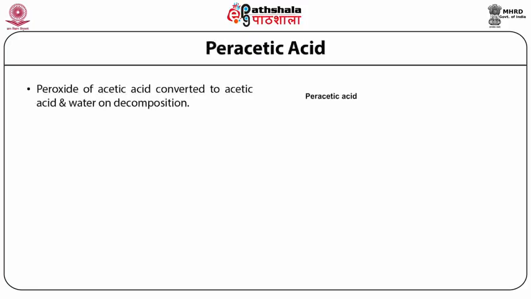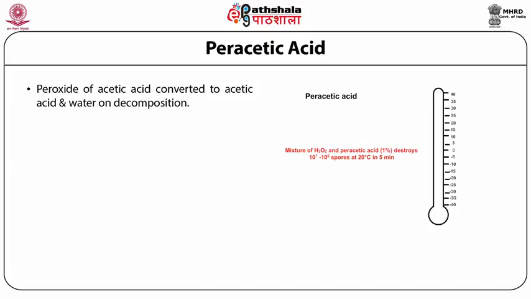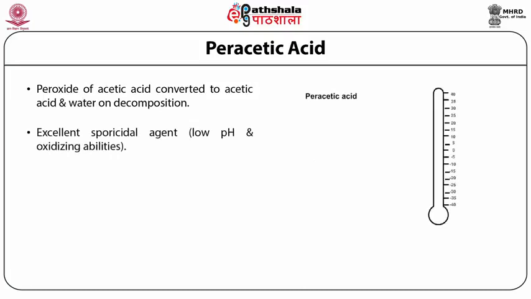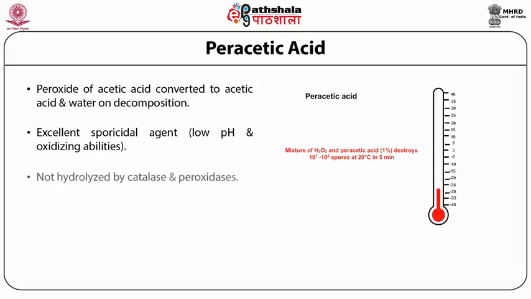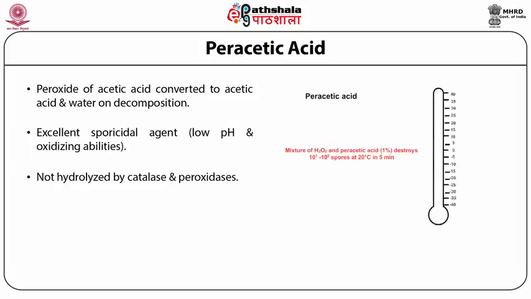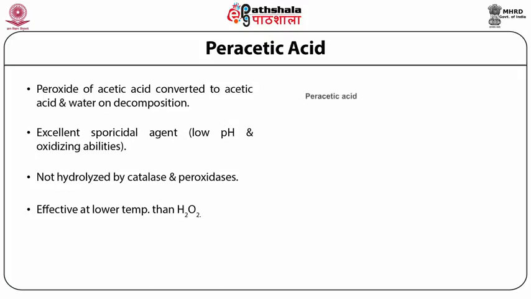It is a peroxide of acetic acid, and on decomposition, it is converted into acetic acid and water. The low pH and oxidizing properties make it an excellent sporicidal agent. It has all the advantages of hydrogen peroxide, and it is not hydrolyzed by catalase and peroxidase. It is a liquid sterilant which is effective against spores of aerobic and anaerobic bacteria and is effective at lower temperatures than hydrogen peroxide. In practice, it is used in the form of a solution along with hydrogen peroxide.